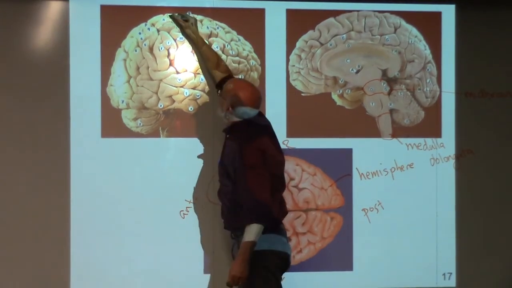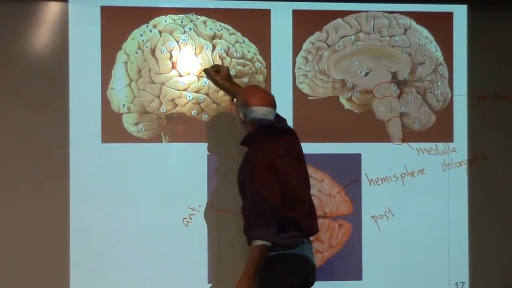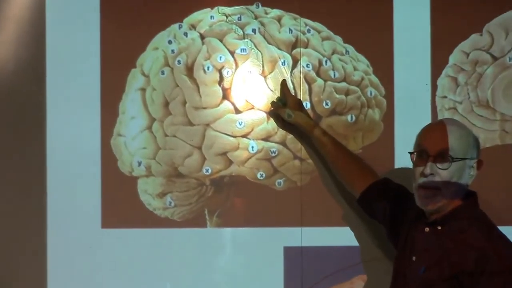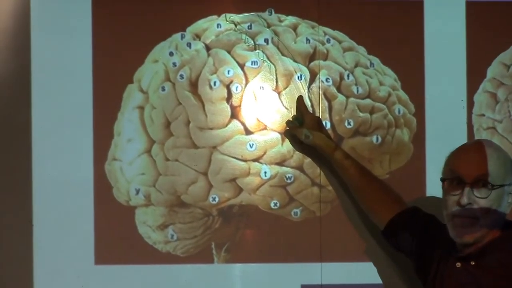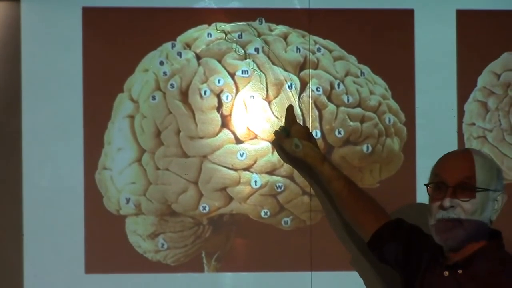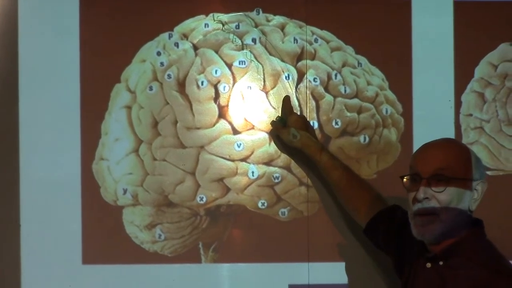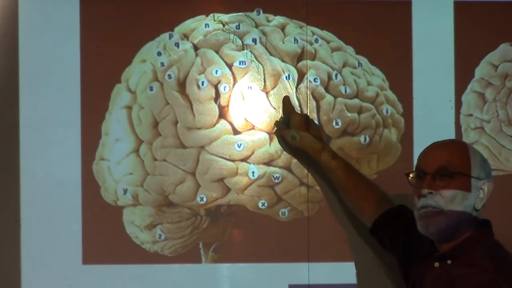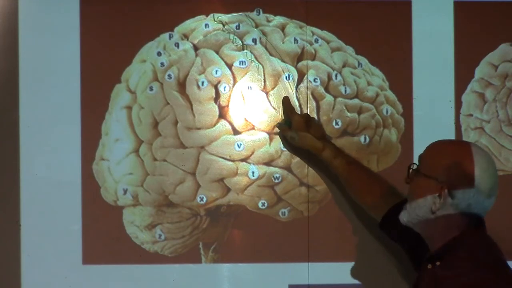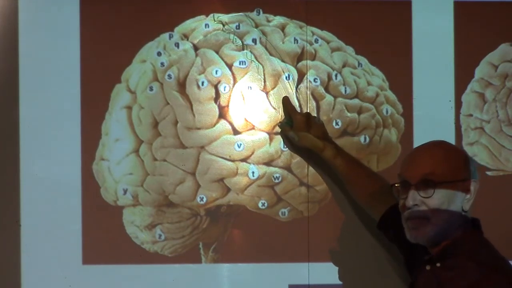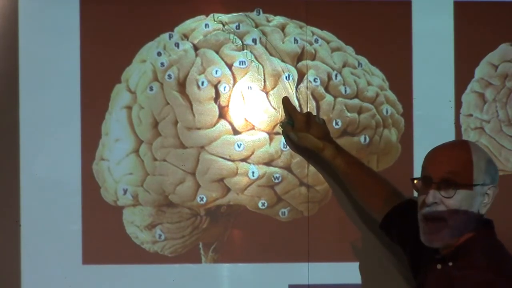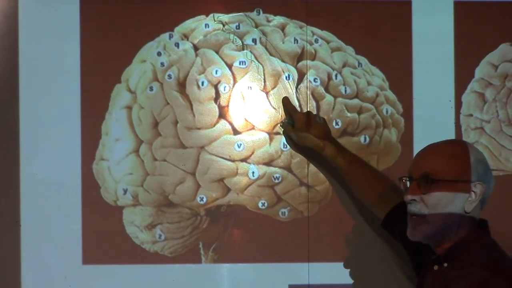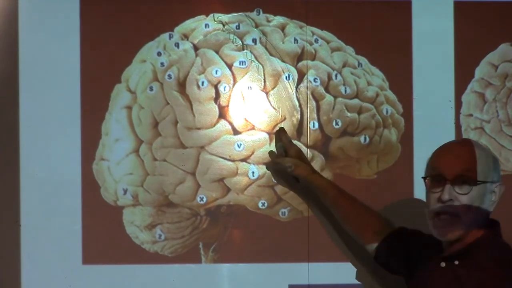What is the name of this structure of the frontal lobe? Anybody? Sophie? Isn't it like the somatosensory? Close. That's the function, but it's got a name. It's got an anatomical name. It's not the somatosensory cortex. But you're close. You'll see in a moment. So this is the central sulcus.